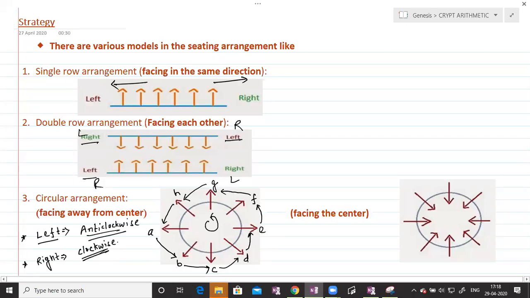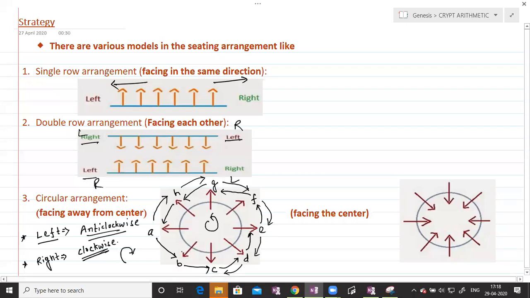I hope this makes sense. Now, H is right of A. Of course, G is right of H. F is right of G, and E is right of F. What is happening? Clockwise, right? Also D is right of E, and C is right of D. And so on, clockwise.